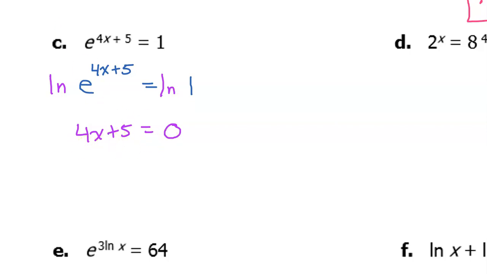And then the rest is just basic algebra. Subtracting 5 from both sides and dividing by 4, you get x is equal to negative 5 fourths.